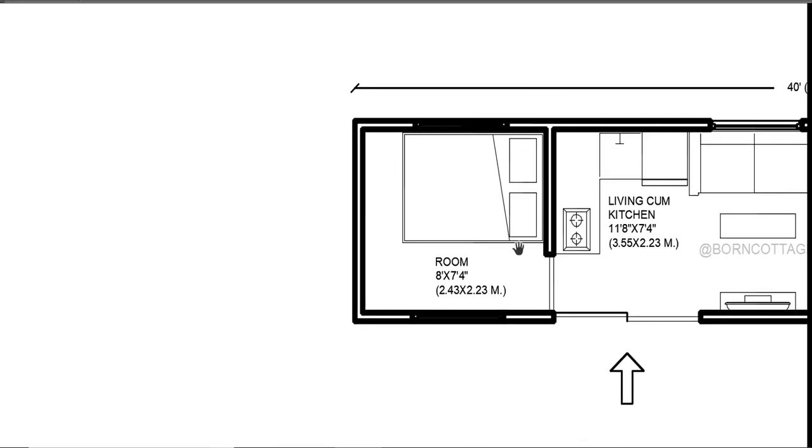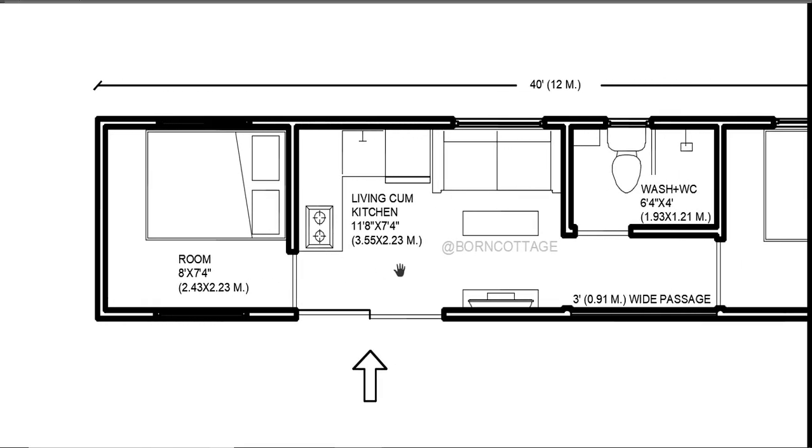After that we will go on the left side. So we have bedroom number 1 here. You can see here the bed arrangement and also two large size windows for ventilation and light purpose of this room.